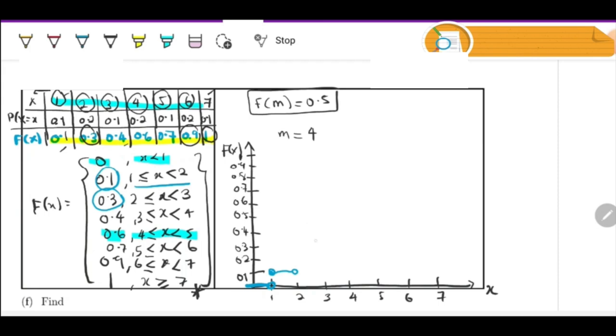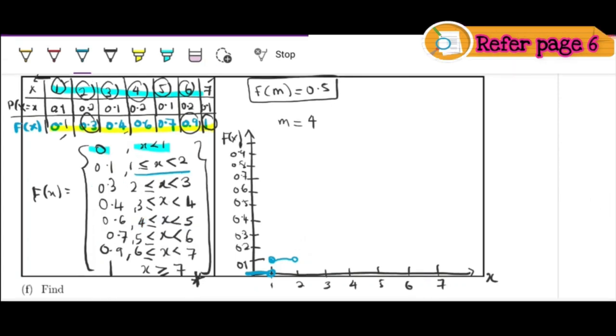F(x) is 0.3 for the interval 2 to 3. When F(x) is 0.3, the interval is from 2 to 3. So a filled circle for 2 and an empty circle for 3.